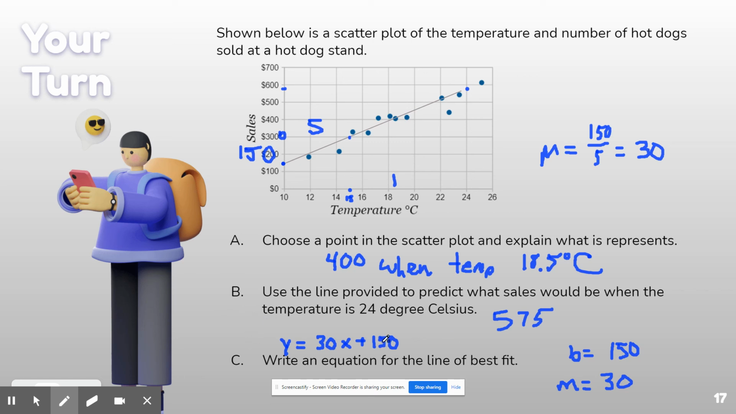Let's say you came up with 29 for slope. Probably going to accept it. This is an estimate. Scatter plots and best fit lines are estimates. There's a lot of answers that would work.